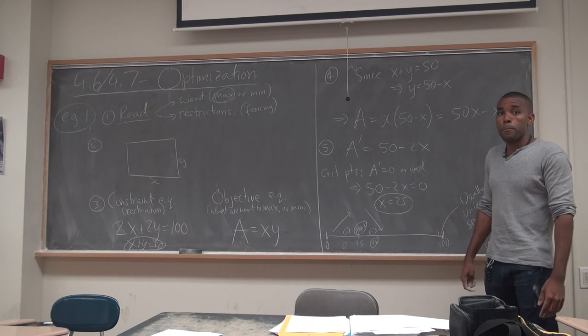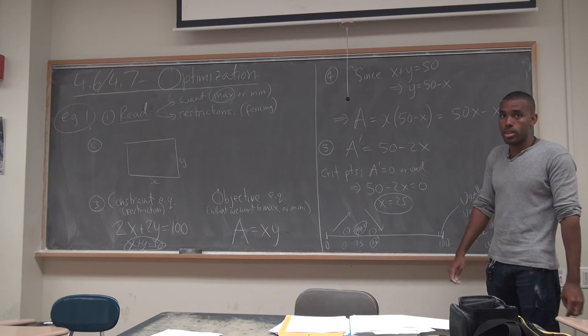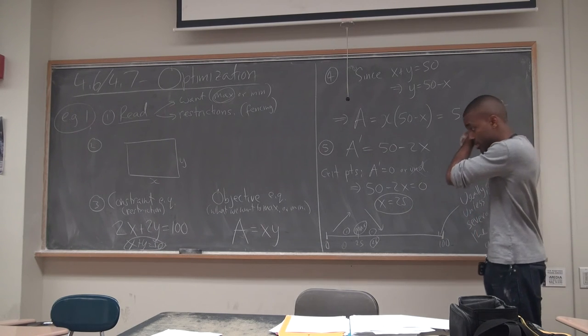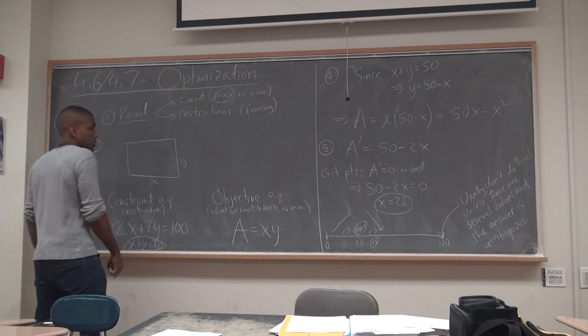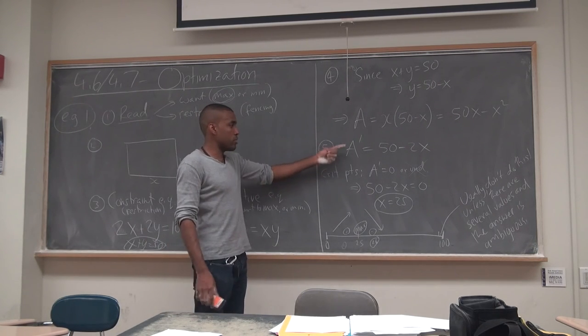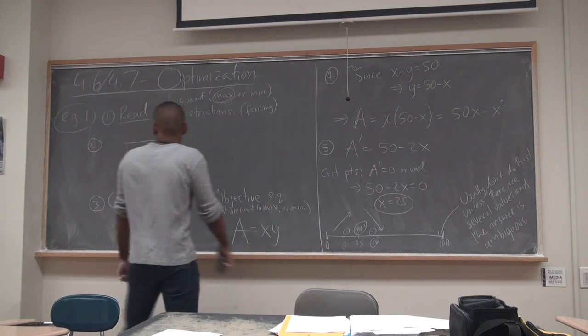Isn't there a way to do that test with the second derivative? Yeah, I could take the second derivative and plug in 25 as well. That's called the second derivative test. So anyway, I took the derivative, found the critical points. I only got one. That has to be my answer. X has to be 25.